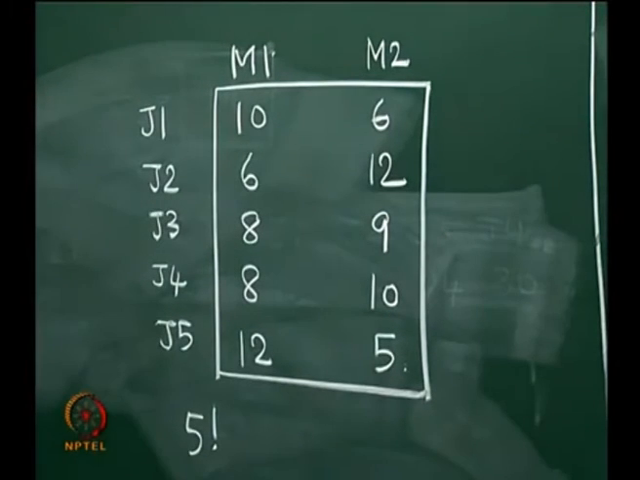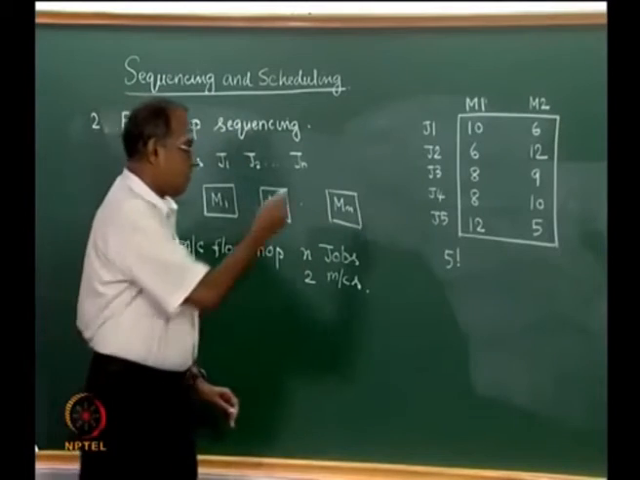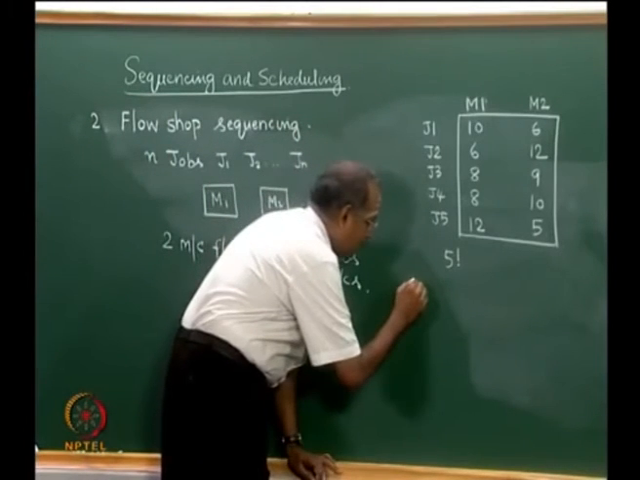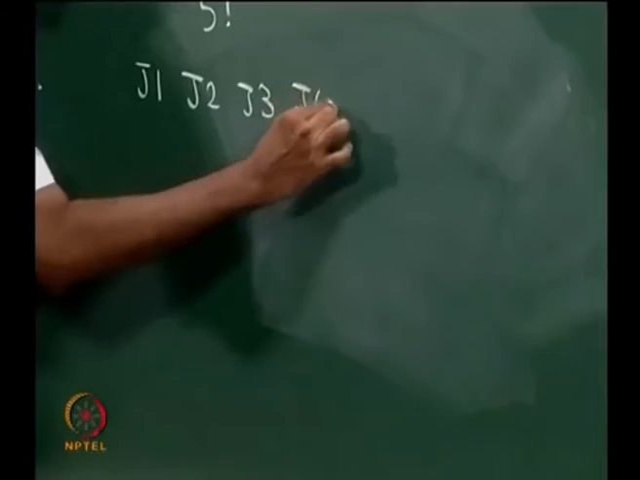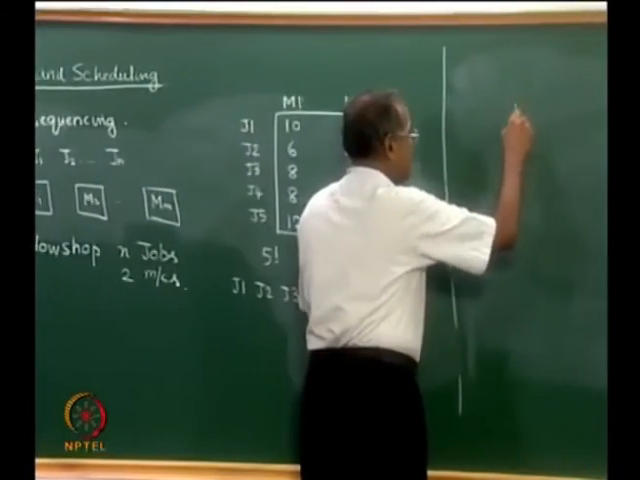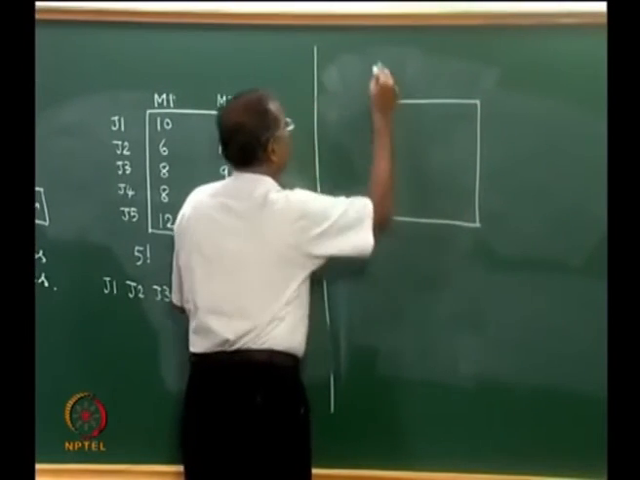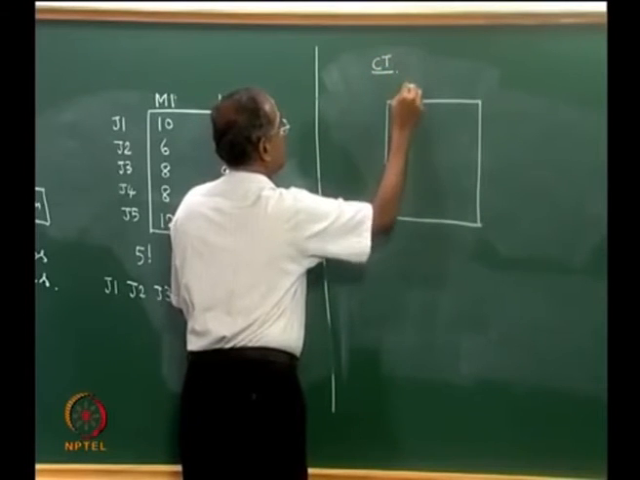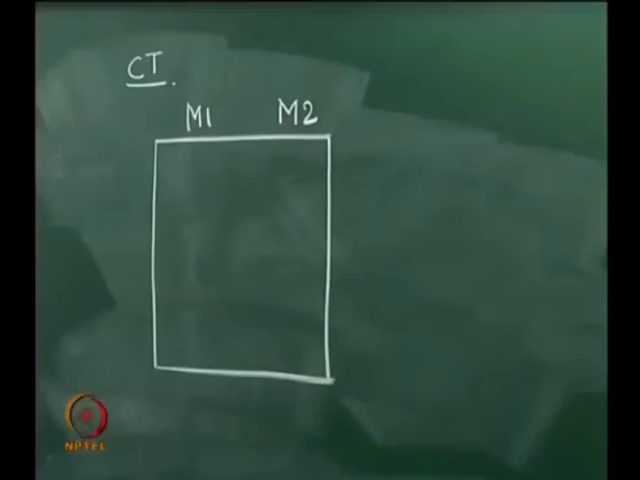So, first let us try and compute the make span for a given sequence, and then we try and optimize the sequence. So, to make it very easy, we try and compute the make span for the sequence J1, J2, J3, J4 and J5. Now, first for a given sequence, let us find out the completion times. Now, these are completion times on machines M1 and M2.